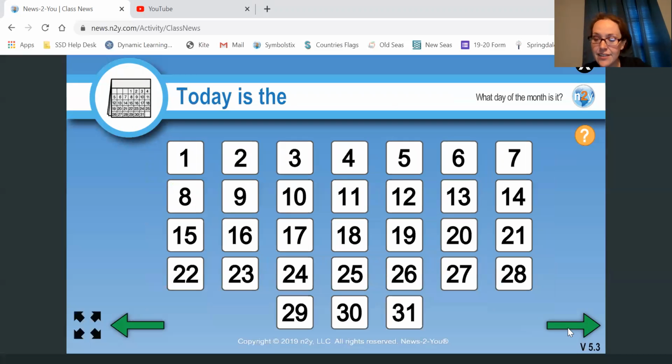Today is the sixth, so let's count the six using our fingers. One, two, three, four, five, six. Today is the sixth. Great job.